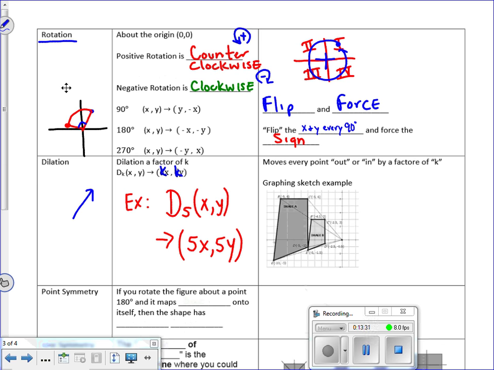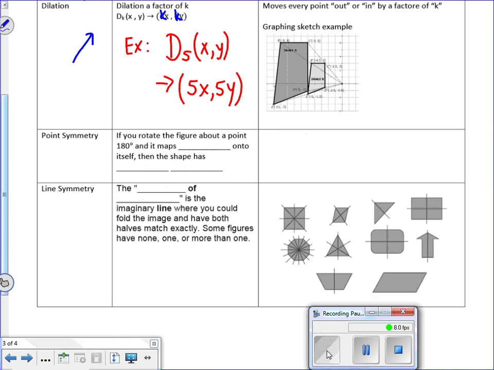Now, that makes something 5 times as big. If I want to make it half the size, I take each piece of each point, and I multiply it times a half, and it moves it closer to my dilation point, but it also makes the entire image smaller by 1/2. We'll see that as we get to that unit. Point symmetry is basically if you can rotate a figure about a certain point 180 degrees, then it maps back onto itself. So that's called point symmetry.